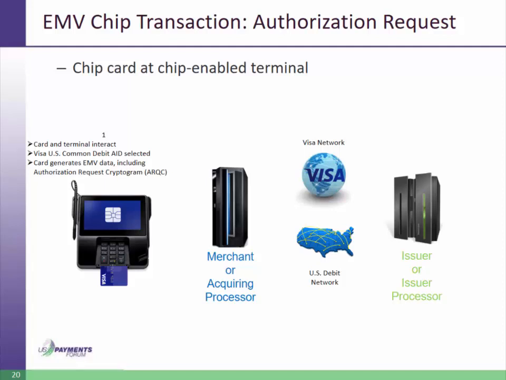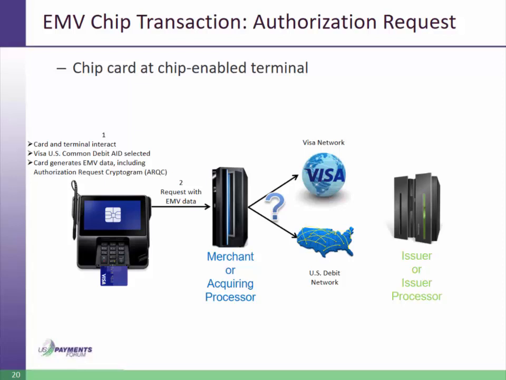Logic may be incorporated into U.S. terminals in order to select a U.S. Common Debit AID over a global AID. Details about the U.S. specific logic that will be needed can be obtained from the terminal vendor. The chip card provides some EMV-specific information to the terminal, including an authorization request cryptogram. The terminal formats an authorization request, which contains new EMV data elements, including the authorization request cryptogram, and sends the request to the acquirer. The acquirer needs to make a routing decision.